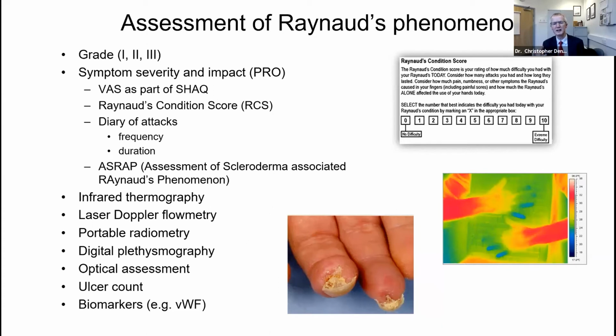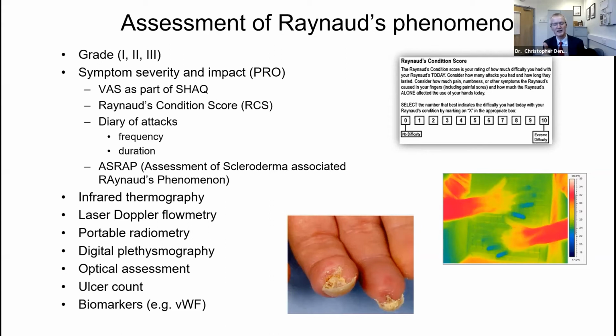So that's been used in clinical trials, but is probably not sufficiently sensitive to really be a robust tool, and there have been attempts to get more meaningful measures, and one that is now under development is the ASRAC tool, the assessment of scleroderma associated Raynaud's phenomenon, specifically designed for patients with scleroderma and Raynaud's, and in clinical development at the moment, and hopefully will give us a tool that we can use at least in our systemic sclerosis patients.